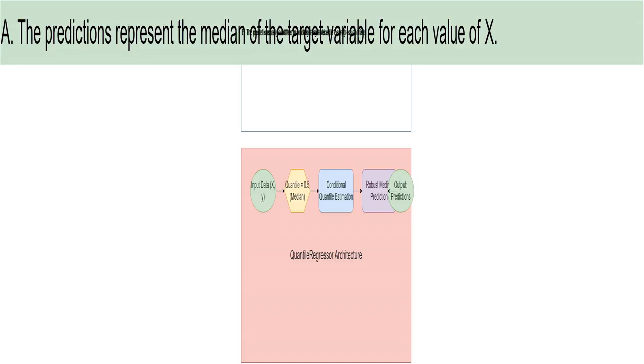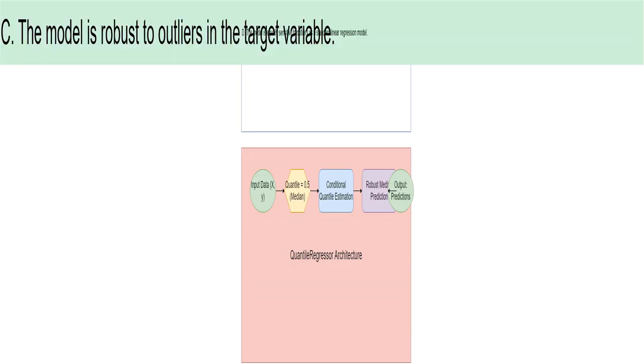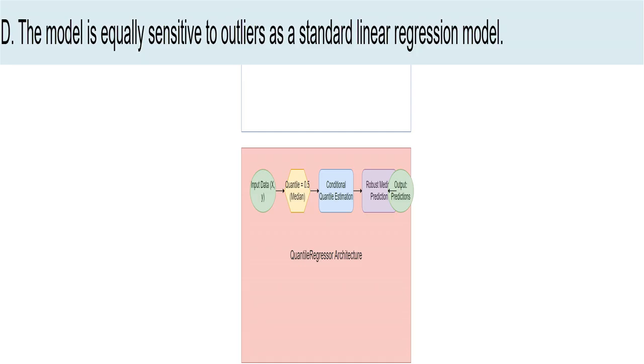This option suggests the model's output is the median of the target variable. We'll examine if this is correct in the context of "quantile equals 0.5". This option proposes that the model outputs the average of the target variable. This contrasts with the previous option, and we'll check if this aligns with how QuantileRegressor works. We need to see if this regression model is resistant to unusual data points. We'll explore if outliers significantly affect the model's predictions. This option proposes that the model reacts to outliers similarly to standard linear regression. We will investigate if this holds true.